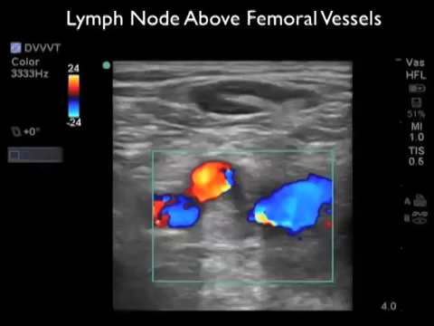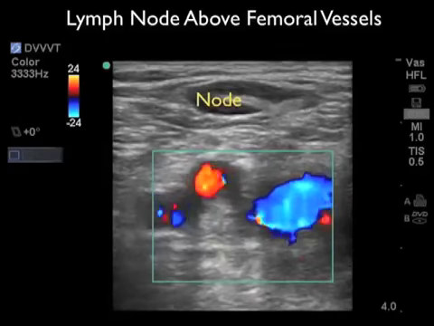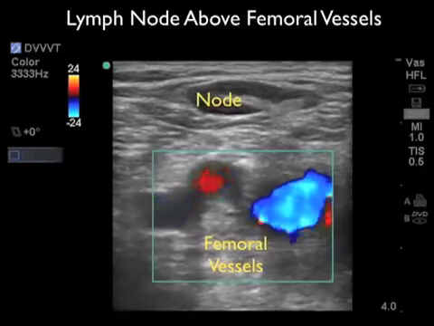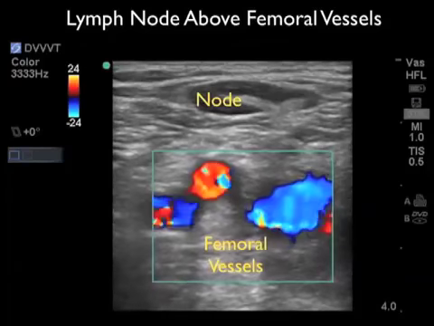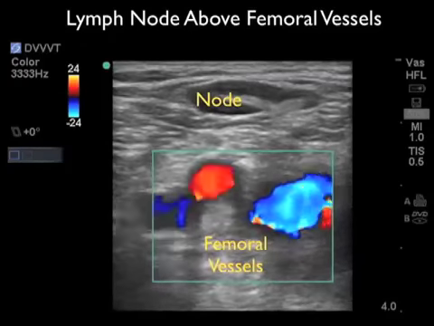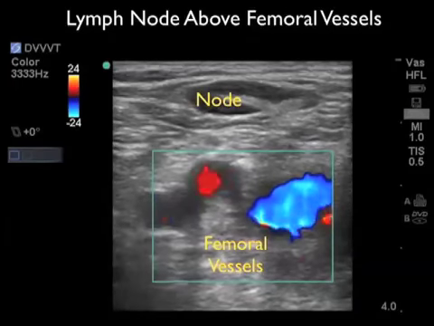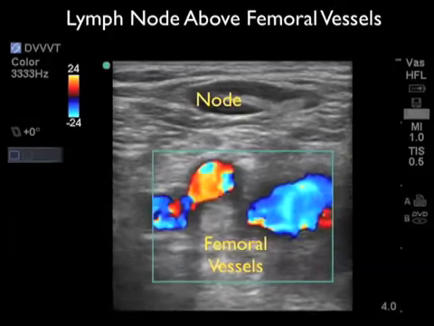Notice that it's a single structure and not related to the common femoral artery as a DVT would be within the common femoral vein. Here we change the magnification or the depth of the ultrasound image to better investigate the lymph node in its relation to the femoral vessels. Note the single node, the femoral node seen superficial to the femoral vessels as seen deep within the image. Note that the node is single in contrast to the paired femoral vessels seen deeper.